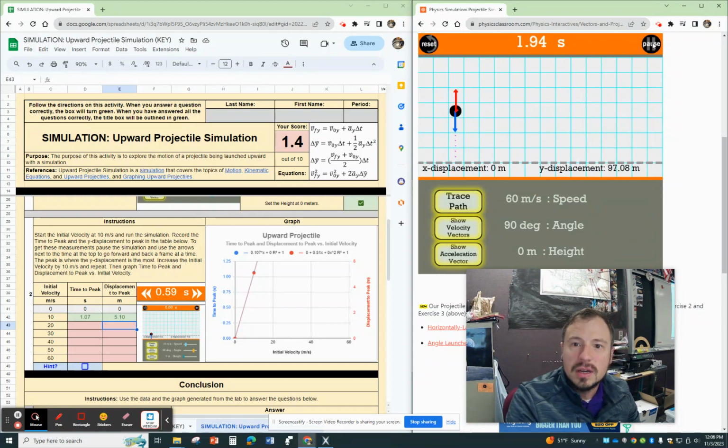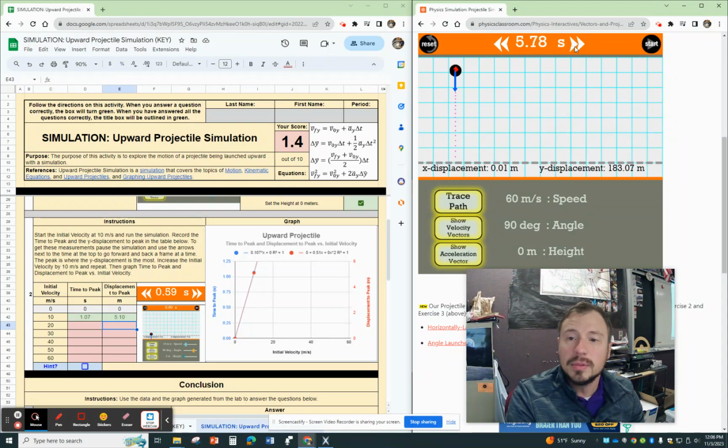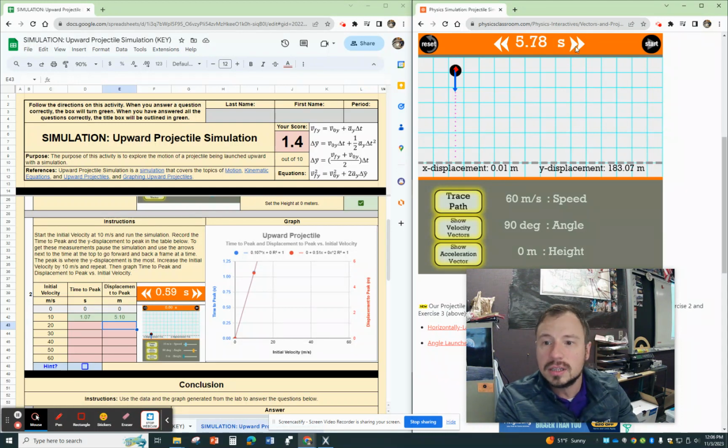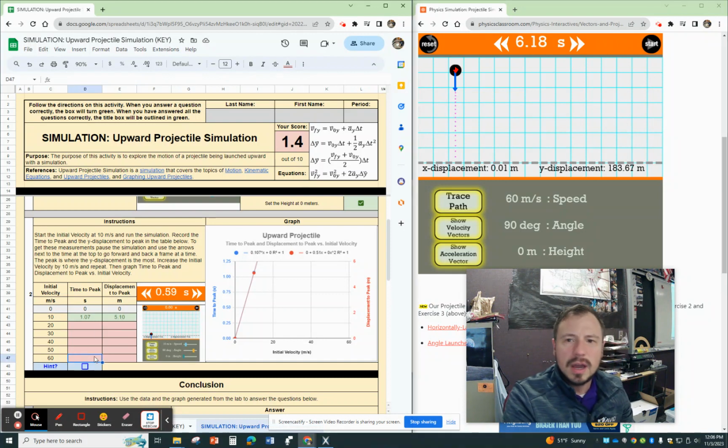So there we go. It's going up, it's going up, it's going up. I want to pause it just at the peak. It's just about to get to the peak. So I am going to click on this and look at the y displacement. 183.37, 183.56, 183.67. Okay, so this is at 183.67 right here. It stays there. So I'm going to put 6.18. I have two of them. I believe it is 6.18.